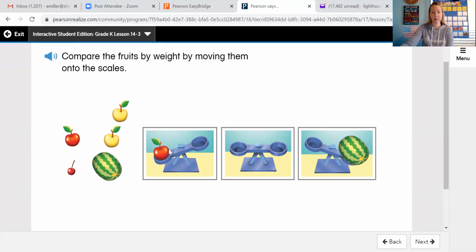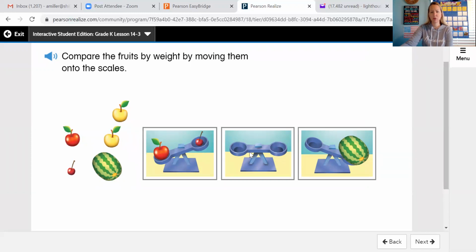So this side of the scale is down. So that's what they're telling us. The apple is heavier than what? Which fruit over here would be on the lighter side, the side that goes up? If you said cherry, you are right. The cherry was lighter than the apple.